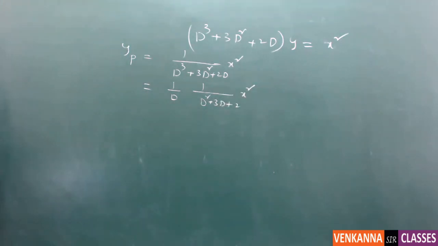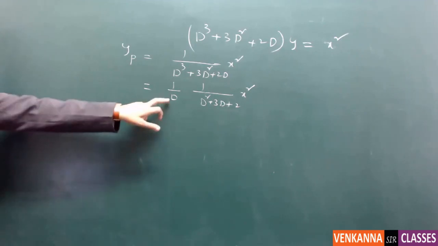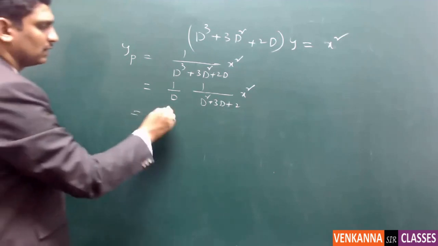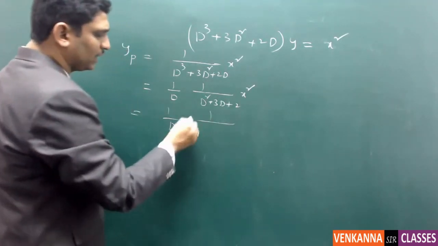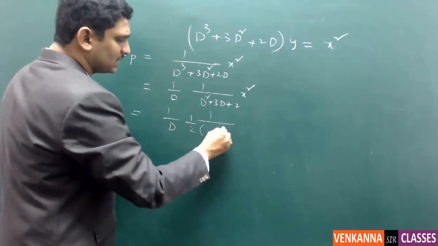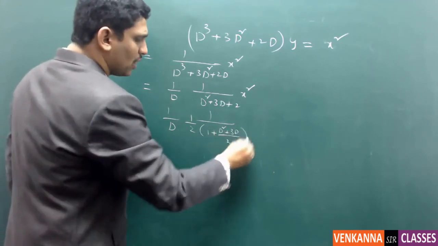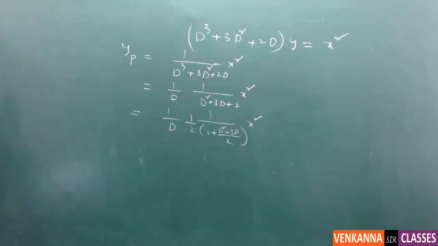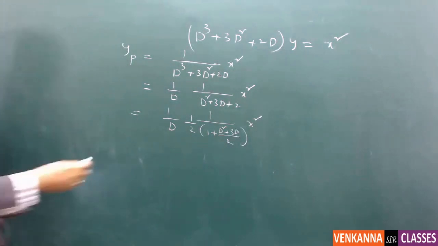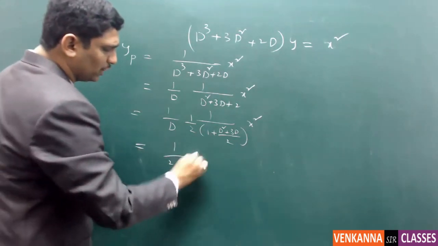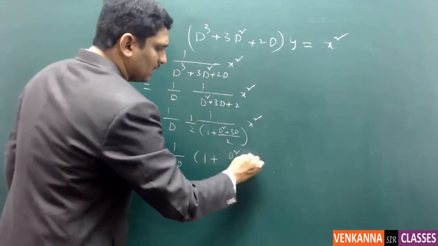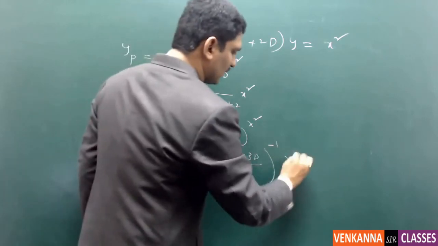Why did I take d as common? Because in the denominator, I should have the form 1 plus or 1 minus something, so that the constant must be free from the differential d. So I took d as common first. Now 1 by d into 1 by, taking 2 as common here, 1 plus d square plus 3d by 2 of x square. Accepted? Then the remaining portion is as usual, 1 by 2d into 1 plus d square plus 3d by 2 whole power minus 1 of x square.